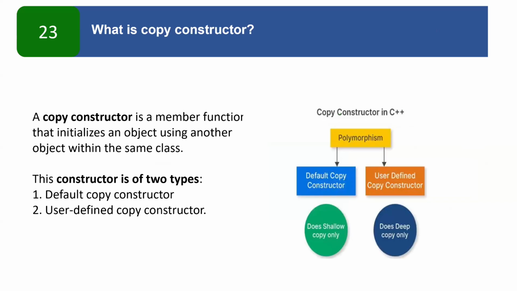What is copy constructor? A copy constructor is a member function that initializes an object using another object within the same class. The copy constructor is of two types: default copy constructor and user-defined copy constructor. See, copy constructor in C++, default copy constructor, and user-defined copy constructor.